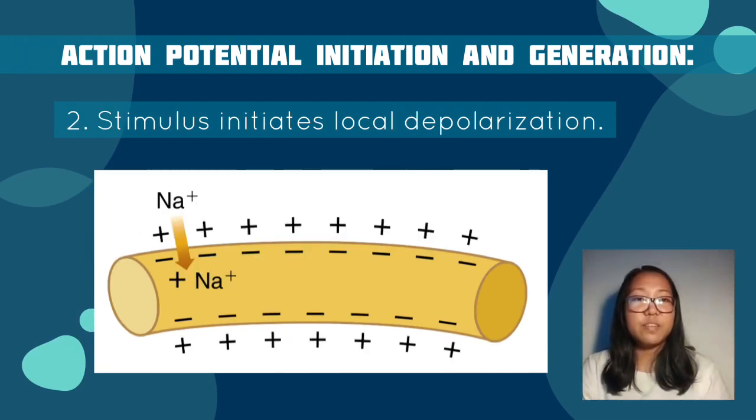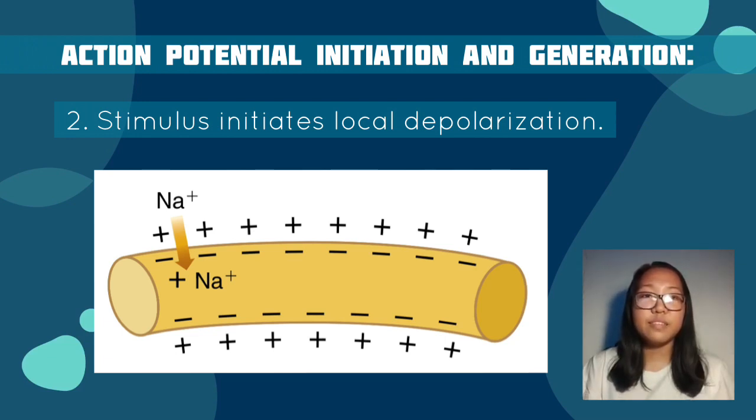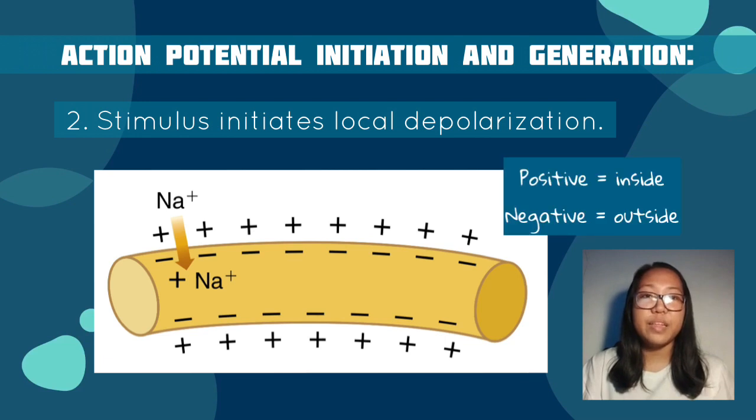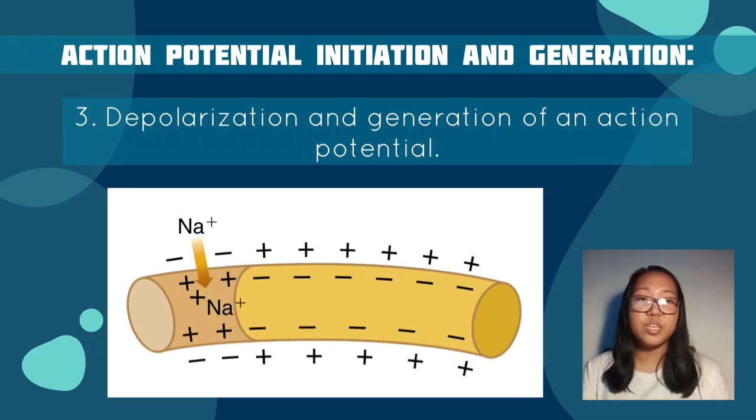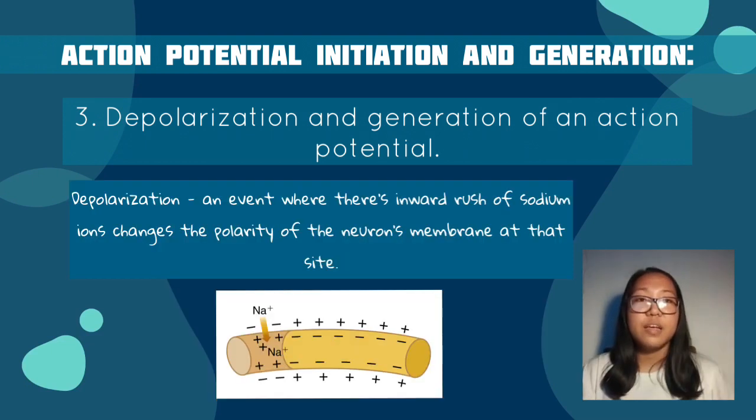Stimulus initiates local depolarization. A stimulus changes the permeability of a local patch of the membrane, and sodium ions diffuse rapidly into the cell. This changes the polarity of the membrane. The inside becomes more positive. The outside becomes more negative at that site. Depolarization and generation of an action potential: if the stimulus is strong enough, depolarization causes membrane polarity to be completely reversed, and an action potential is initiated.